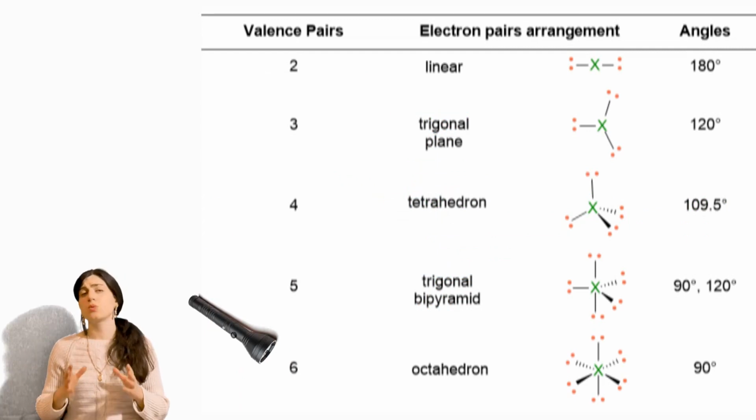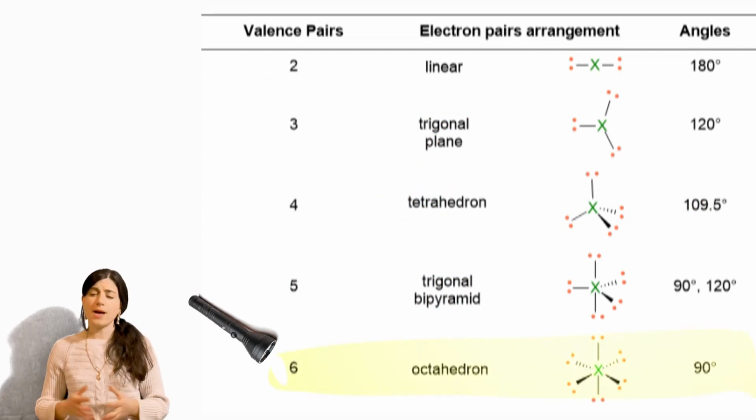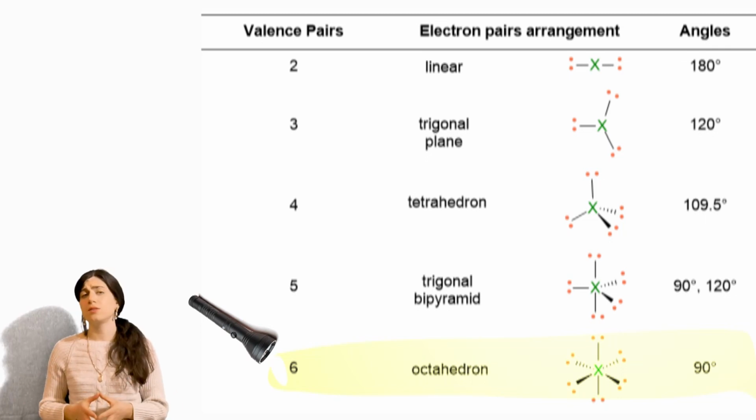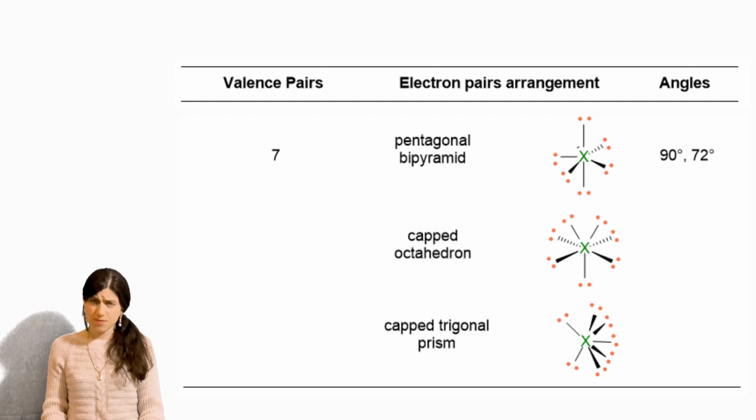So with 6 electron pairs around the central atom, we have the so-called octahedron electron arrangement. Also, the octahedron has equatorial and axial positions. On the other hand, the octahedron is more symmetrical if compared with the trigonal bipyramid, because the octahedron has all angles of 90 degrees. However, in the case of 7 electron pairs around the central atom, more than one electron arrangement is possible, as you can see from the table.